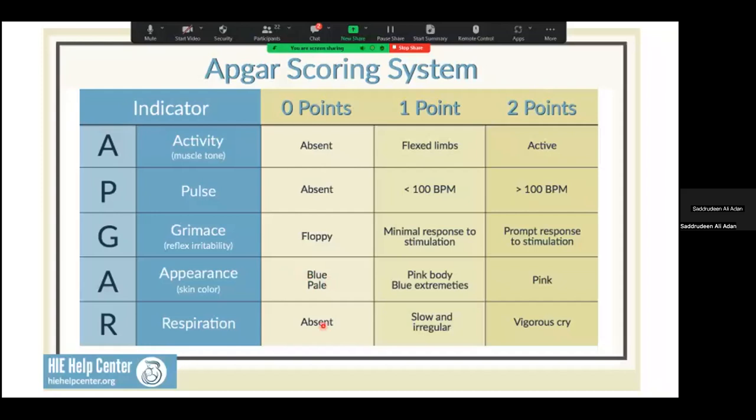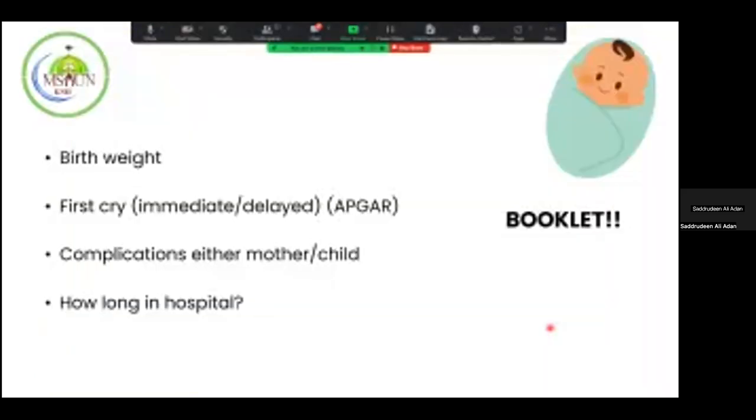For respiration, you listen for breath sounds and look for any chest rise. If it's absent, 0 points. If it's slow and irregular breathing, you give 1 point. And if the baby cries vigorously, which is very good for pediatricians and birth attendants to see, it's a good sign, because crying means the baby is breathing. So basically, it's just the score. You don't need to cram all this. Just ask in your history what the score was.